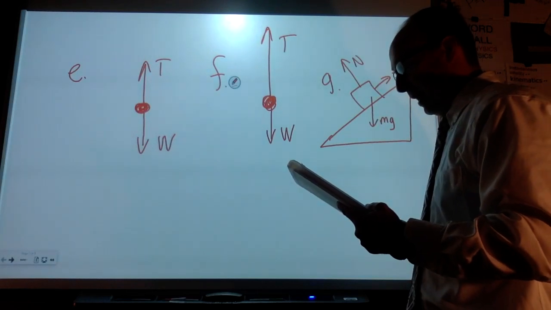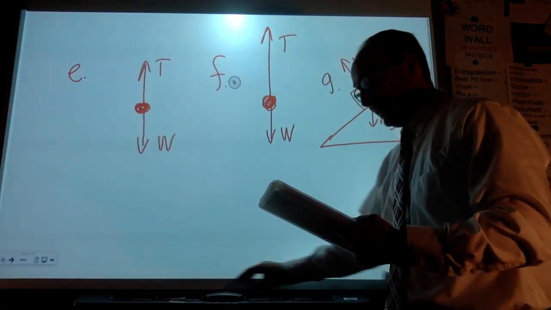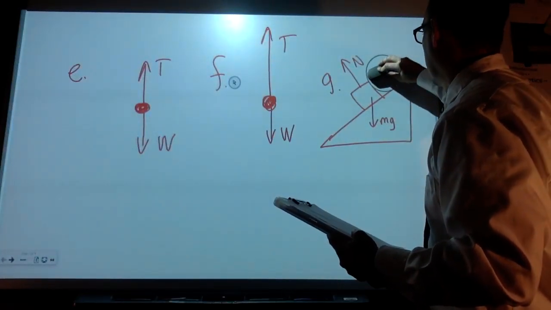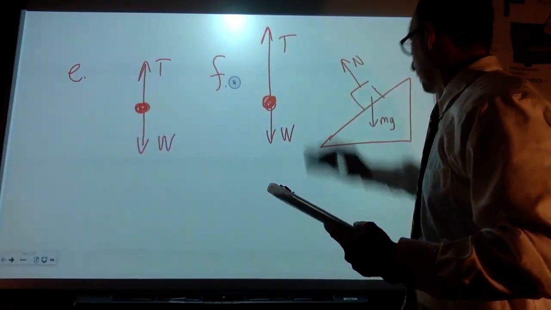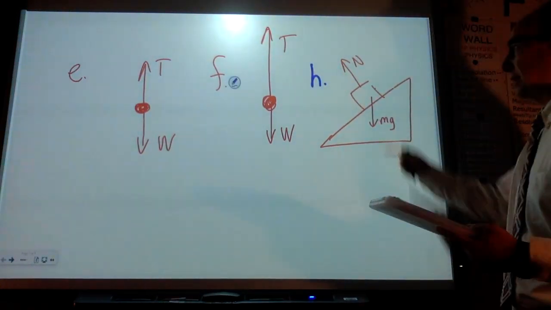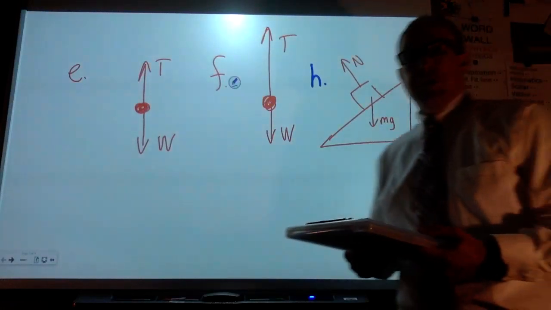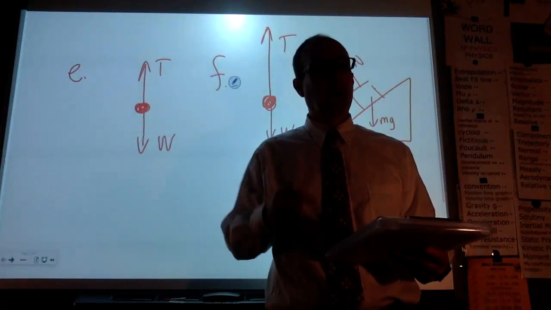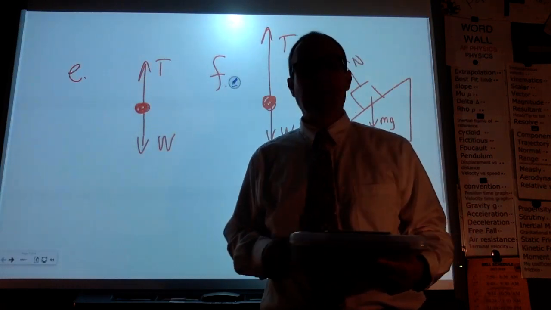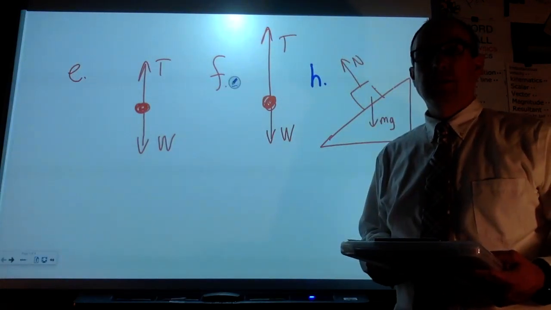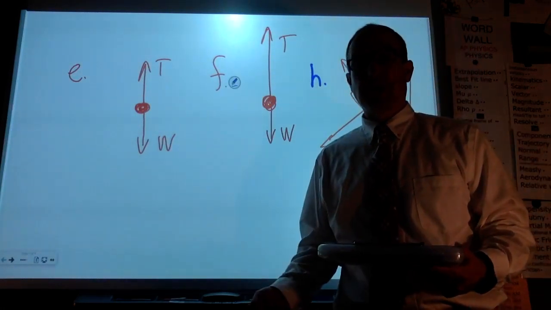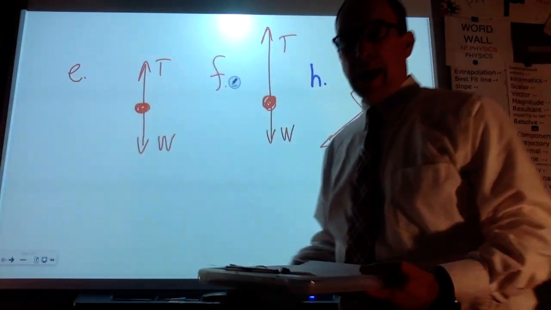And then we have H, a book sliding down an incline with no friction. So that's going to be the same as what G was, except now there's no friction. So even though it's sliding down, there's no arrow pointing down. So these arrows don't describe how something's moving. They describe how the forces are acting on it, which will tell us how it's going to accelerate as time goes on.